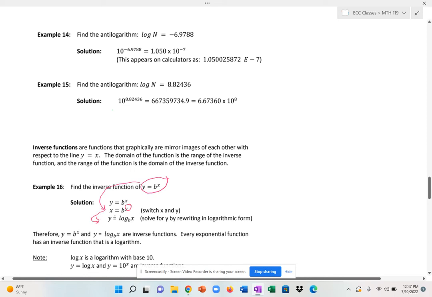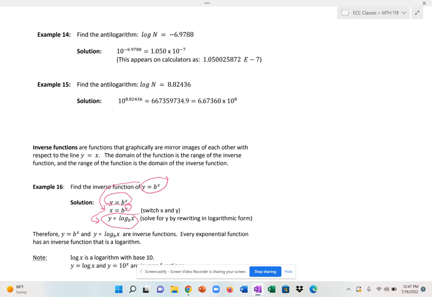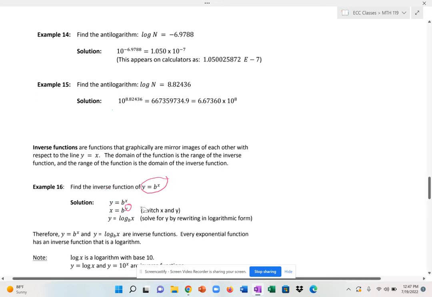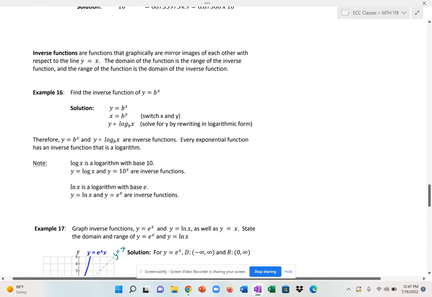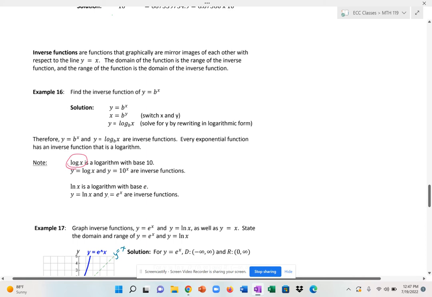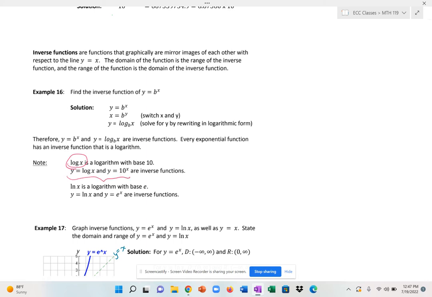So this is going to be y equals log base b of x. So y equals b to the x and y equals log base b of x are considered to be inverse functions of each other. And so every exponential function will have a corresponding logarithmic function as an inverse. So if I have a common log, then the inverse would be 10 to the x. So y equals log of x and y equals 10 to the x are inverses of each other.